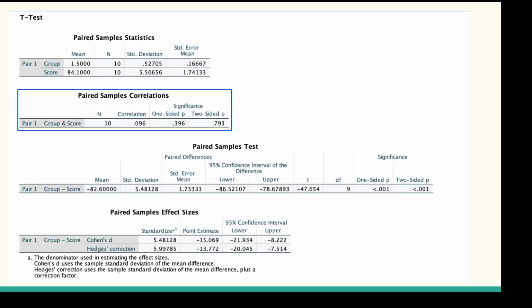Now there's our paired sample test. This section provides the results of the paired samples t-test. So the main thing that we really wanted, and it gives us all of that information. The mean difference. Okay.